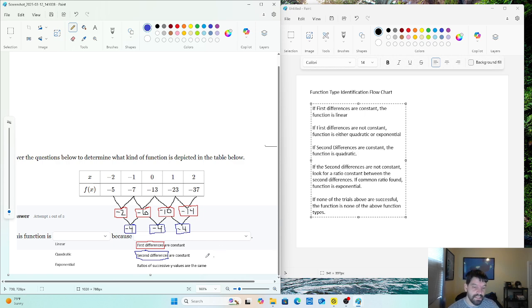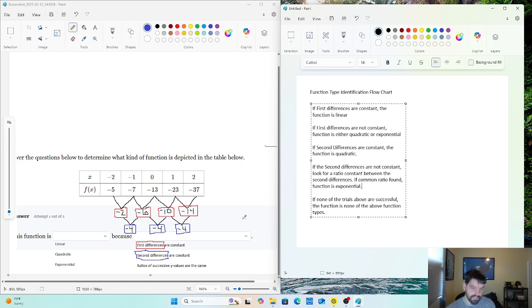So because the second differences are a constant, that is going to be correlative to the fact that this is a quadratic function, okay? So on our right side here, we say that if the second differences are constant, the function is indeed quadratic. If the second differences weren't constant, we would then have to do a little bit more looking into something beyond the second differences.